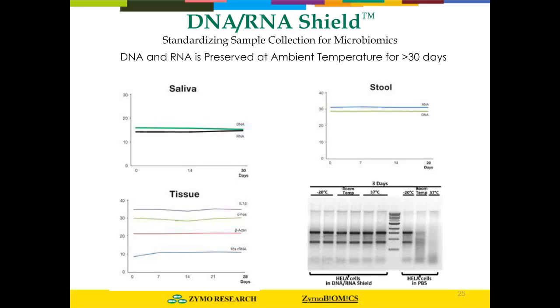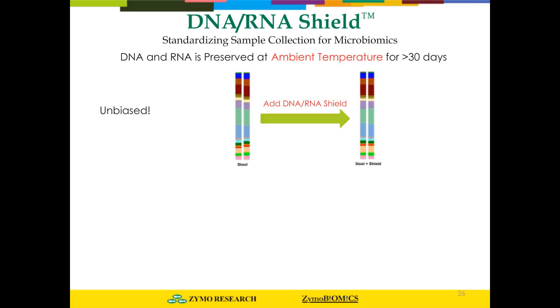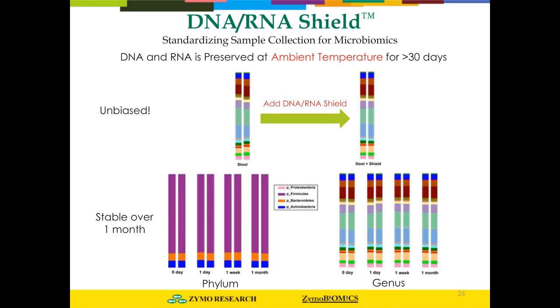This figure shows that spike-in DNAs and RNAs in different sample types are stable over 1 month. You might ask, what about its effect on microbial composition in a real sample? Here are some data showing the microbial composition of a stool sample that was saved in DNA/RNA Shield at ambient temperature and sampled over the course of 1 month. So first, we confirm that adding DNA/RNA Shield itself does not introduce bias. And then we found that the microbial composition of the profile stays almost constant over the course of 1 month. So this shows the microbial composition at both phylum level and genus level in 16S sequencing.